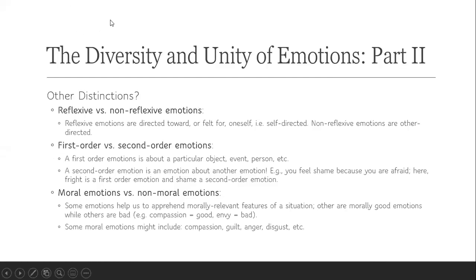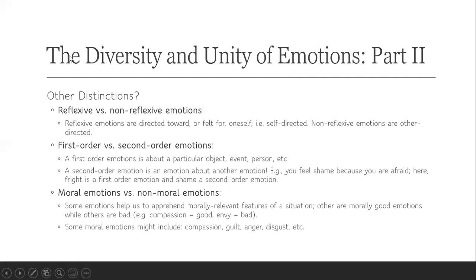A couple of these are as follows. Now, we didn't get a chance to discuss these last time, so I'd like to go over them now before we get to the rest of the chapter. We could have reflexive versus non-reflexive emotions. That's a distinction we might be able to make. And indeed, a lot of people do draw such a distinction between reflexive emotions, which are emotions that are directed toward oneself. So when we say reflexive in this context, we mean self-directed. Non-reflexive emotions would be other-directed. So this is a distinction that we can make within this category.